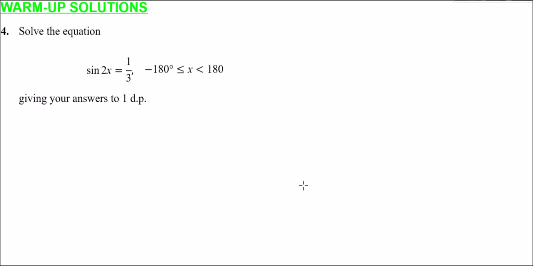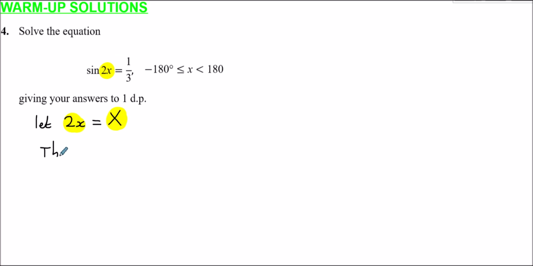We have to solve the equation sine 2x equals 1/3 in the interval from -180 up to 180, giving answers to 1 decimal place. So what we need to do here is notice that sine of 2x isn't the most straightforward one to solve. So what I'm going to do here is make a substitution. I'm going to say let 2x equals big X. So I'm just going to be replacing the 2x with a big X.